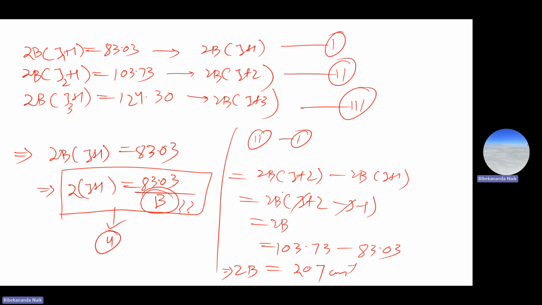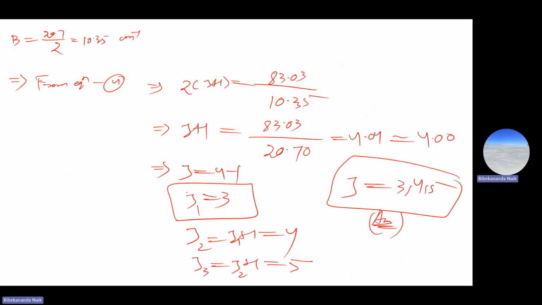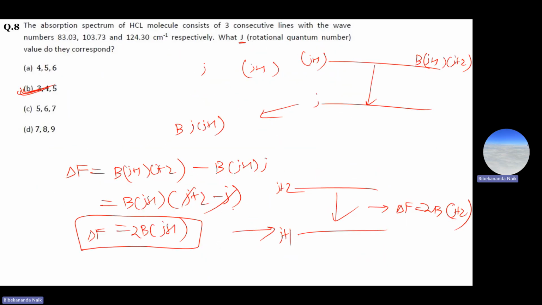So for the value of B, we will subtract equation 1 from equation 2. Then we will get the value of B, and from that value of B, if you put it in equation 4, we will get the value of j. Since one value of j is known, we can add 1 to it to get the higher values of j. So the three values are 3, 4, and 5. So the correct option is option B.